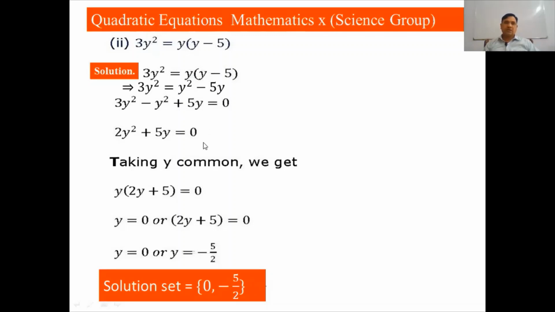So now this is the pure quadratic form of equation. So this solution is very easy. Just we have to take y as a common. So we are left with 2y plus 5 is equal to 0. Either y is equal to 0 or 2y plus 5 is equal to 0. It means y is equal to minus 5 by 2. So solution set is 0 and minus 5 by 2.